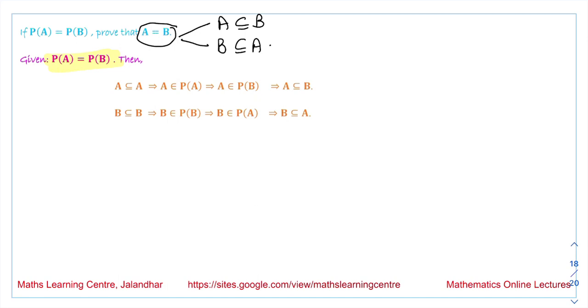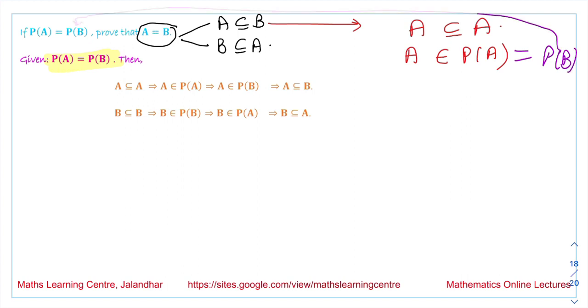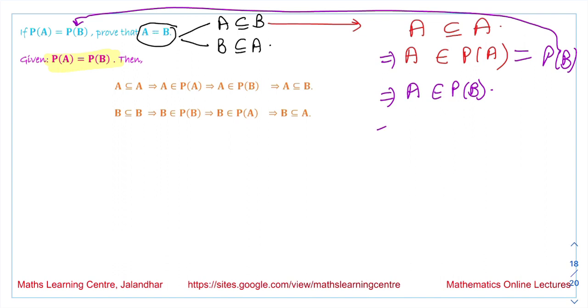Now how we prove this: for the first part, A is a subset of A. This is always true. So we are saying A belongs to the power set of A, and it is given that power set of A is equal to power set of B. So what we get is that A belongs to power set of B. So this implies that A is a subset of B.